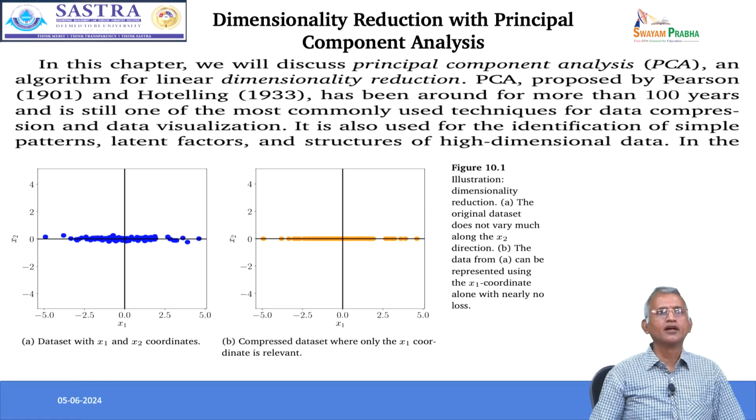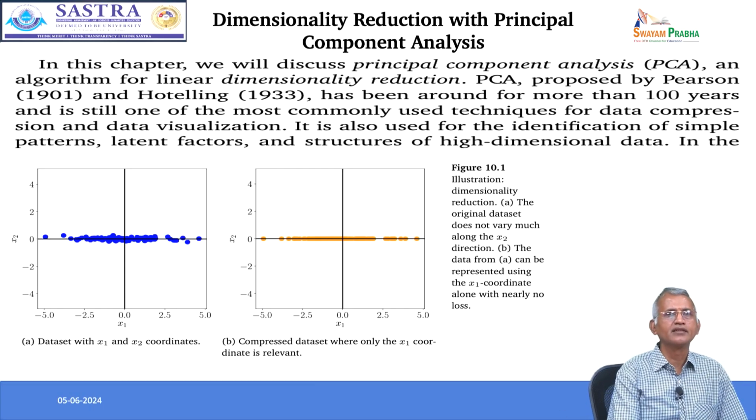So, based on this component, we now go to dimensionality reduction with principal component analysis. In this talk we will discuss principal component analysis, an algorithm for linear dimensionality reduction. Principal component analysis, proposed by Pearson in 1901 and Hotelling in 1933, has been around for more than 100 years and is still one of the most commonly used techniques for data compression and data visualization. It is also used for the identification of simple patterns, latent factors and structures of high dimensional data.